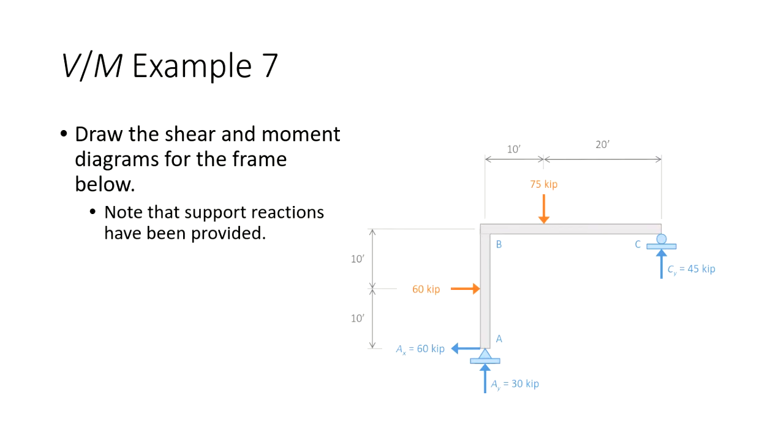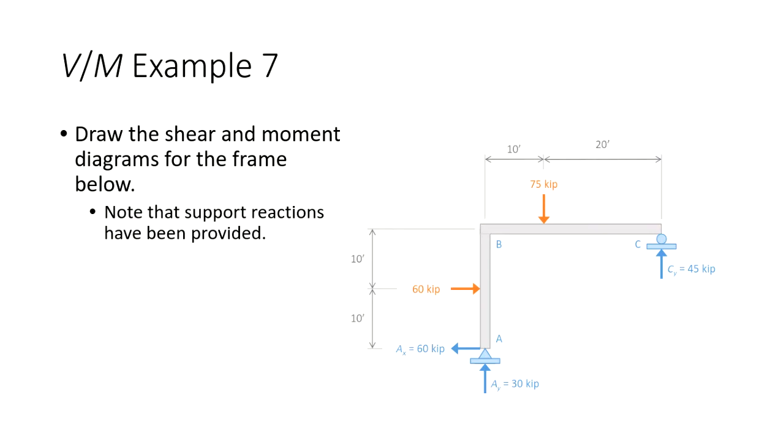So the beam is the left to right member, and the column is the vertical member, the up and down member. I have a 75 kip load applied vertically between B and C, and I have a 60 kip load applied laterally between A and B. So there are some terms for you between lateral load and vertical load. And then I have a hinge roller boundary condition.